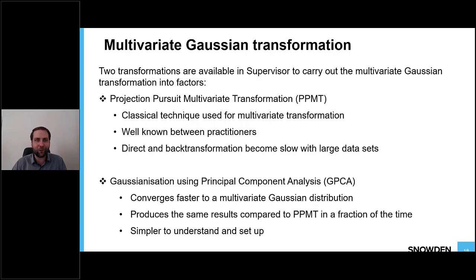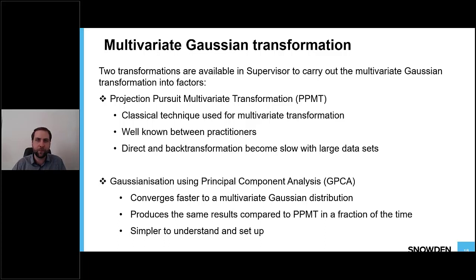Now, in order to do that, there are a few ways in industry. Some of them are more applicable than others. One that might be most commonly known in the audience today is the PPMT method, short for the projection pursuit multivariate transformation method. That's a fairly classical technique. There's quite a lot of study done on that one. It's fairly well known in the research space, but it does run into a few problems once you start to get fairly large data sets, and we'll be able to see some of the issues in just a little bit.